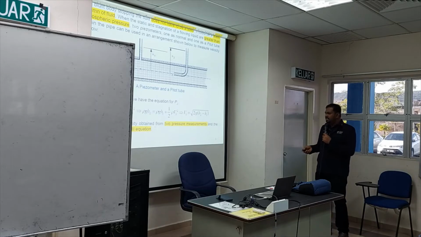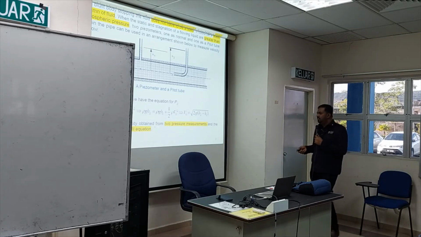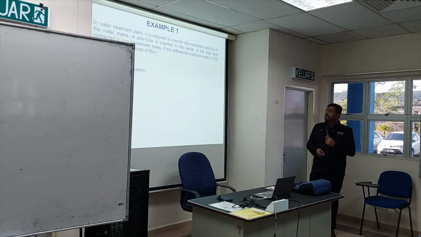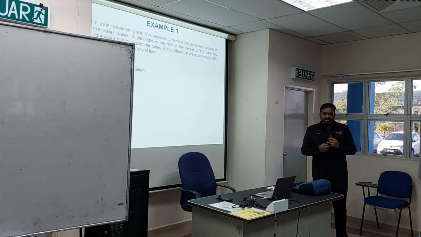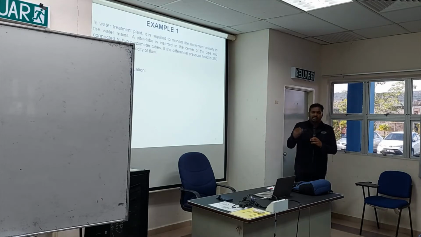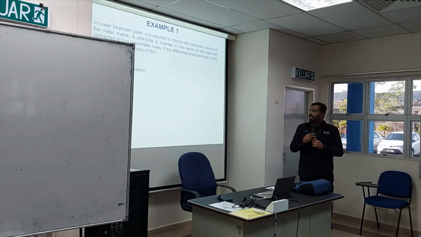So the expression for velocity is obtained from two pressure measurements. You have the two pressures here, and with the application of Bernoulli's equation, you apply it and you can find this formula. Okay, so try this example. If there is an exam, this is an example question that can be given in your exam.